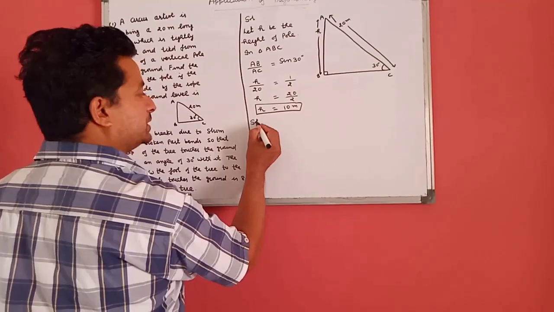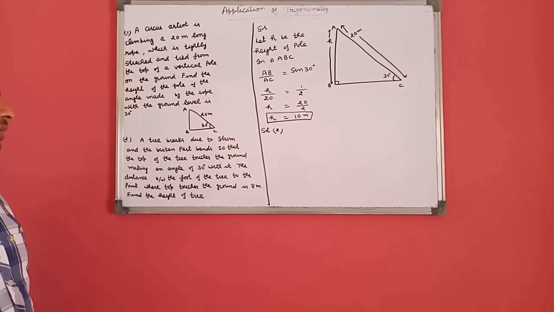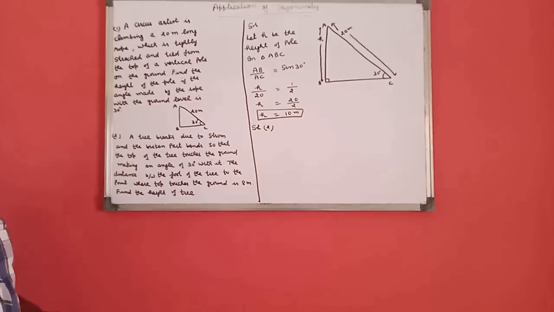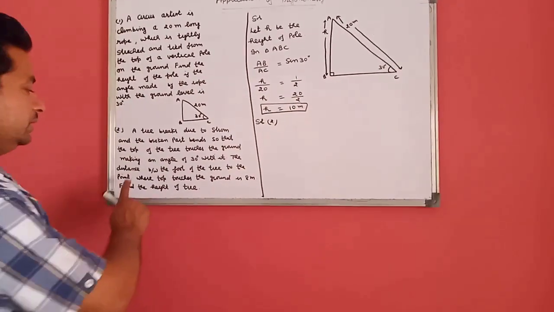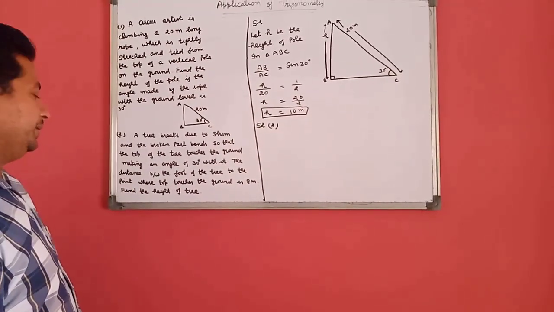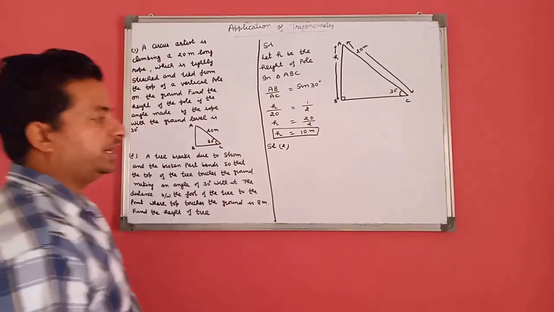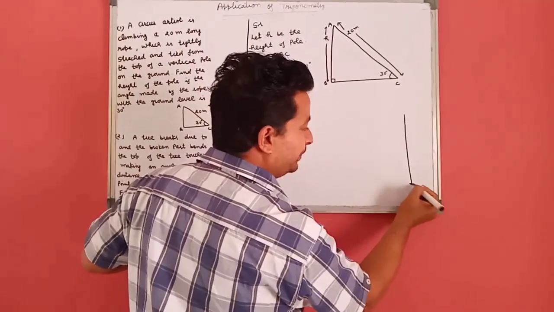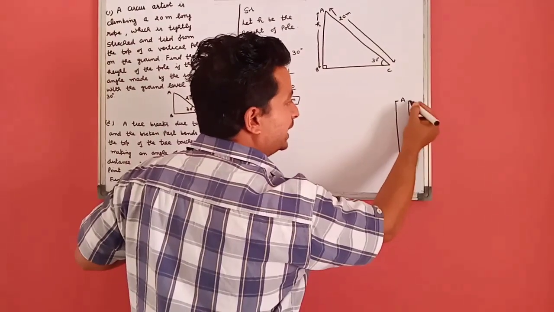In question number 2, the statement is: a tree breaks due to a storm and the broken part bends so that the top of the tree touches the ground, making an angle of 30 degrees with it. The distance between the foot of the tree and the point where the top touches the ground is 8 meters. Find the height of the tree. Let us suppose that we have a tree AB. Suppose that its height is H.